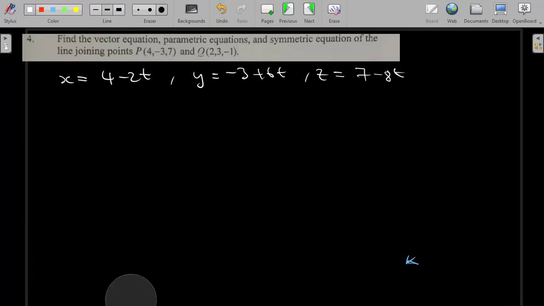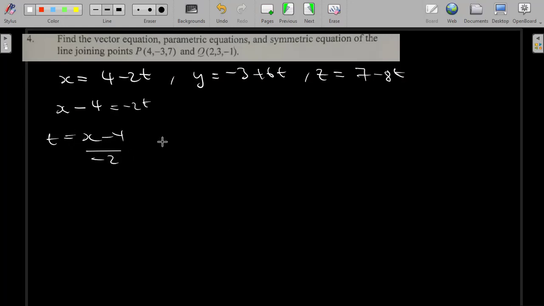So now what do I do next? Next, we have to find the symmetric equation. To find the symmetric equation, you make t the subject in each case. So making t the subject, I have x minus 4 divided by -2, so t is equal to x minus 4 over -2.